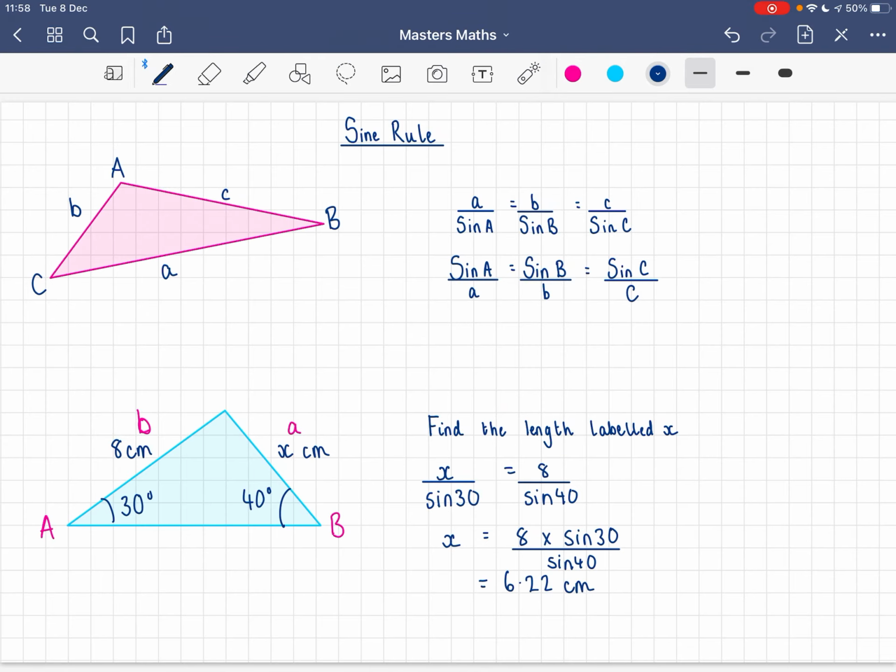That is a length, so it's centimetres, and that has been rounded to 3 sig figs. And that's it. Nice and easy to find a length. That is literally all you need to do.